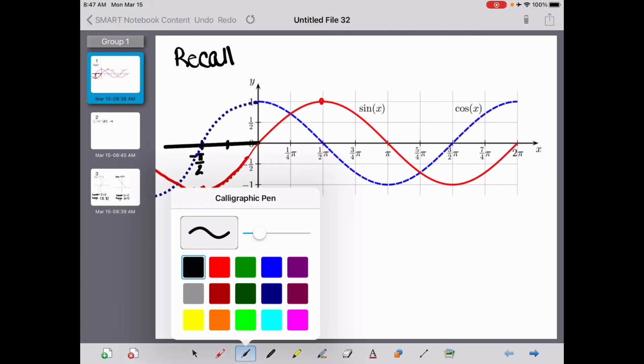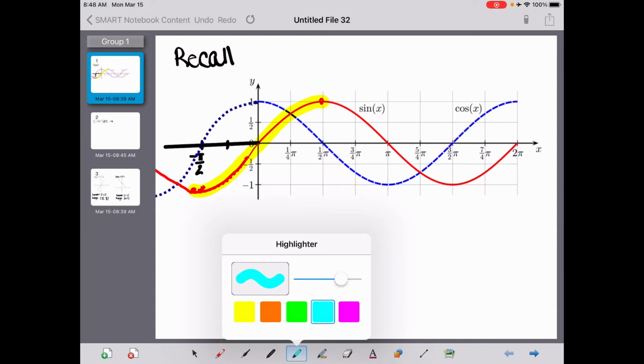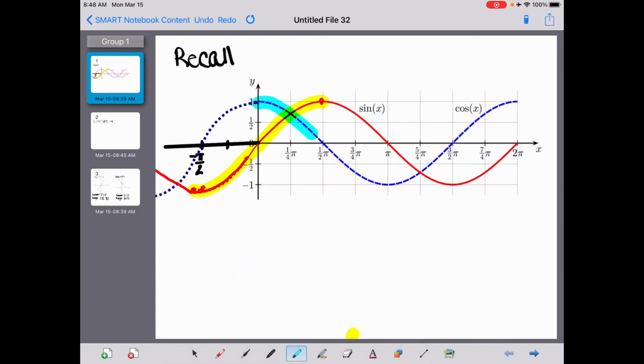If you look at the red curve, that's our sine graph. And in order to restrict it so that it is one-to-one and monotonic, we can restrict it from negative pi over 2 to pi over 2. And now this function is one-to-one and monotonic. The inverse will still be a function. If we look at the cosine graph, we'd have to restrict it from 0 up until pi.